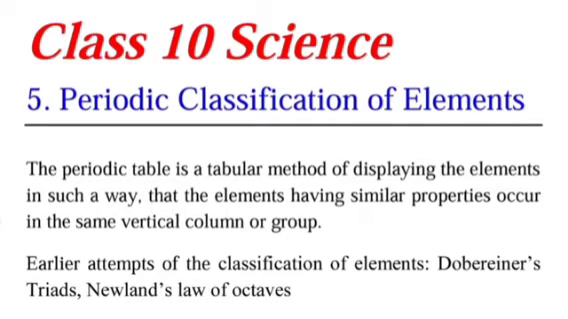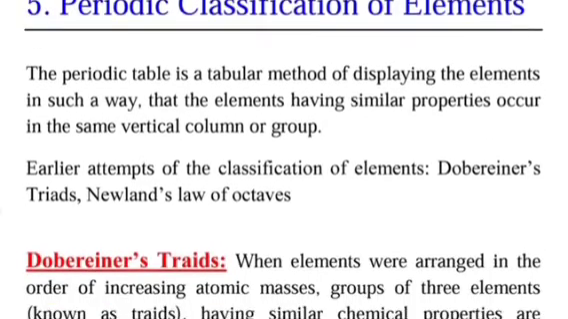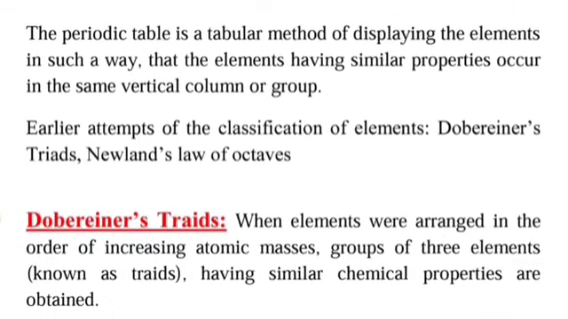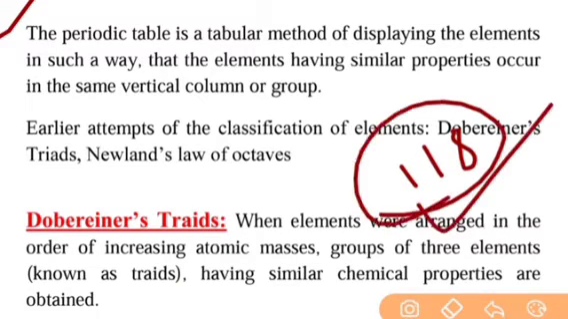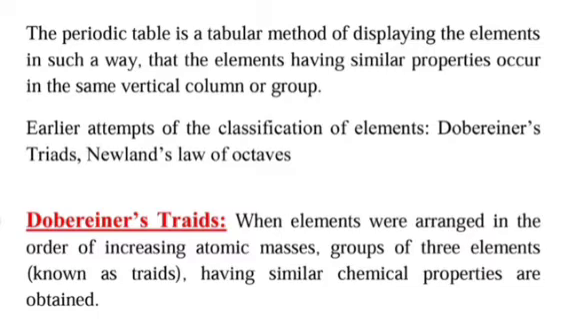What is the periodic table? The periodic table is a tabular method of displaying the elements in such a way that the elements having similar properties occur in the same vertical column or group. Earlier attempts at the classification of elements were Dobereiner's triads, Newlands' law of octaves and others.